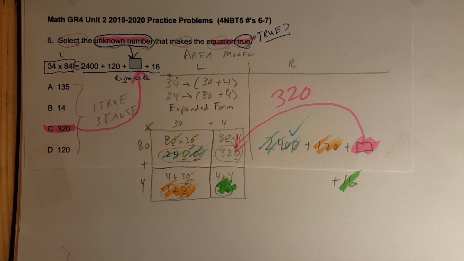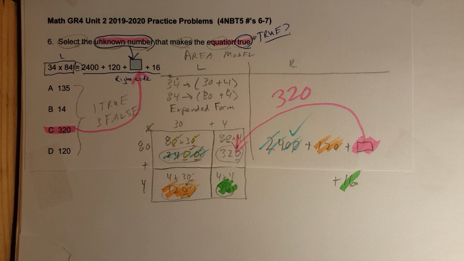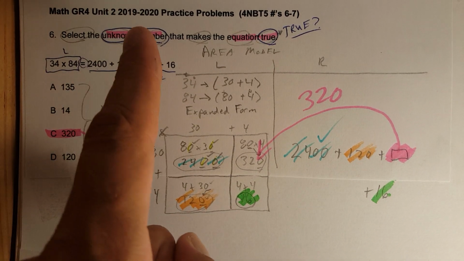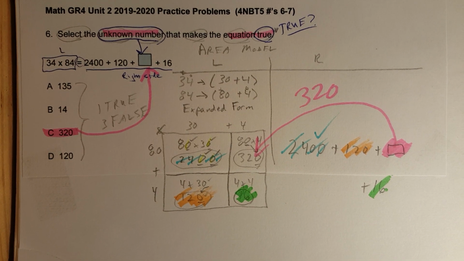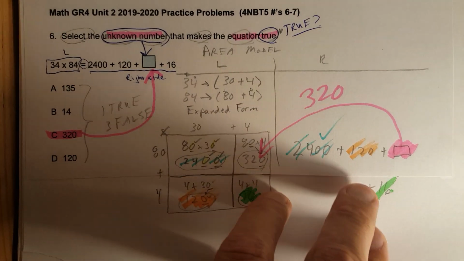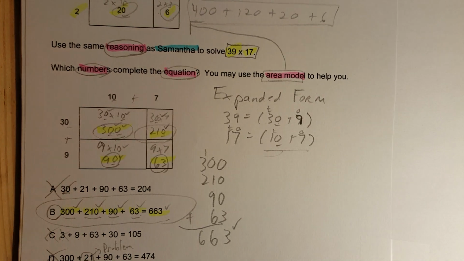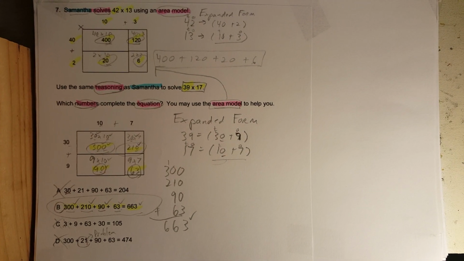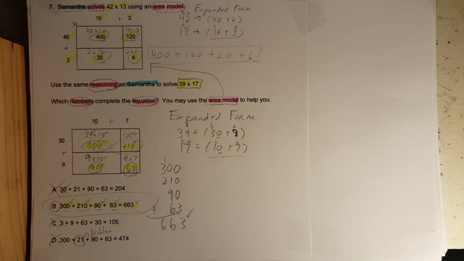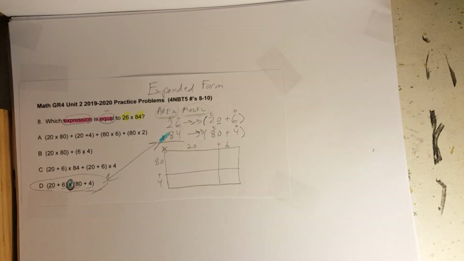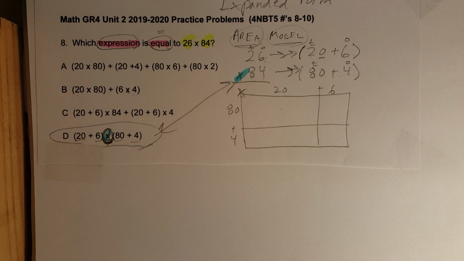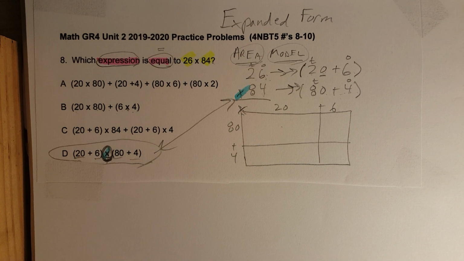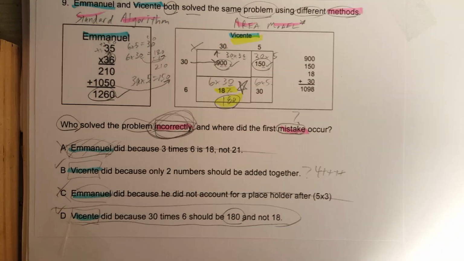Number 6. Notice how we did it using area model. Keep in mind the academic vocab words, the super important pink words. Make sure you are familiar with the language of the problem. Number 7. Number 8. Number 9.